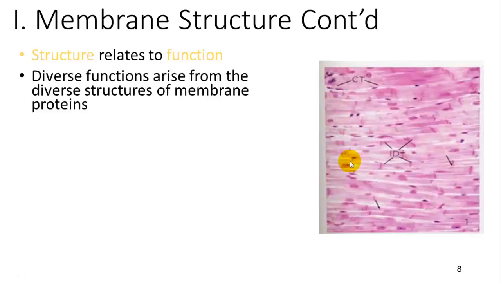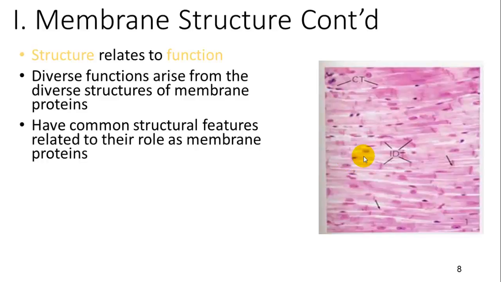Okay, so this is an example of structure relating to function. So you have diverse functions arising from the diverse structures of proteins found within the membrane. And their structural features relate to their role as membrane proteins. If they make a big hole like that beta pleated sheet we showed before, it will make a good channel. Okay.